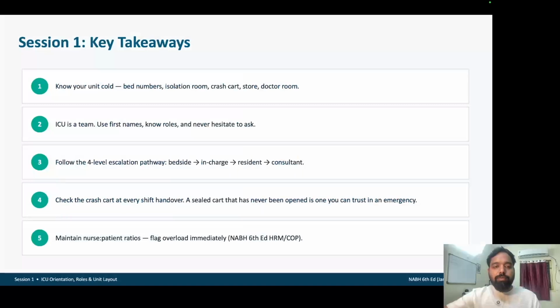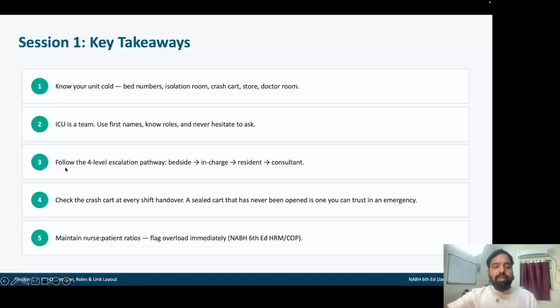Control. The key takeaways from this session include: know your unit cold, which means understand your area of work, the ICU, fully and thoroughly: the number of beds, the isolation rooms, the equipment and its functionality and operations, the crash cart, the store, the doctor's room, and the hospital facilities available for intercoordination. The ICU is a team. Use first names, know your roles, work hard to ensure the patient outcome, and never hesitate to ask.